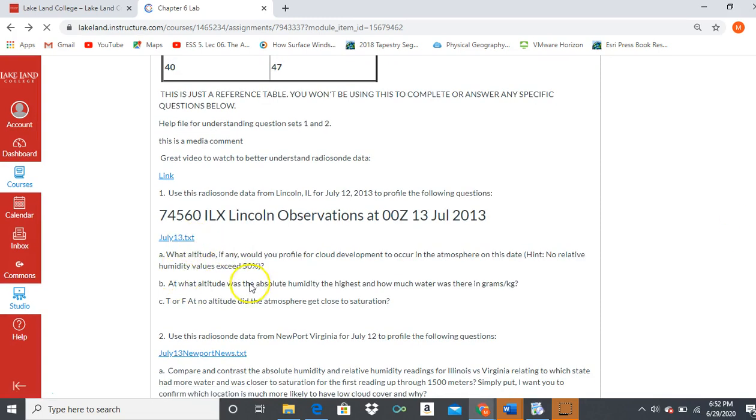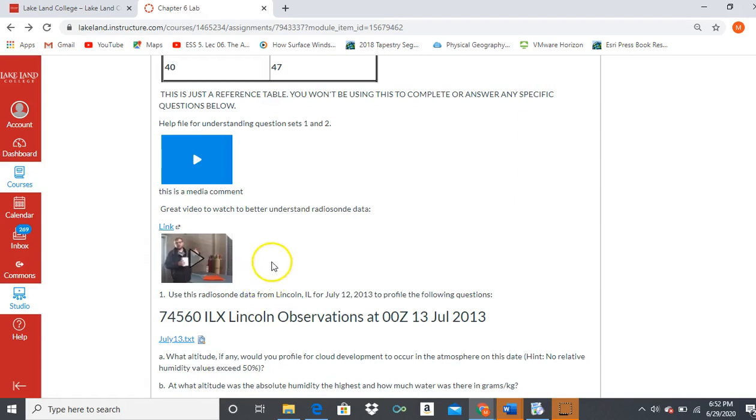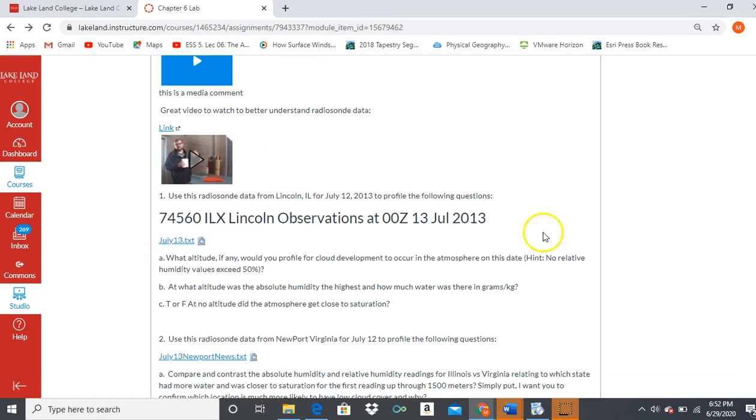Here's the data, and if you look at the very first set of questions for Newport News, the questions ask you, for example, what altitude would you profile for cloud development to occur in the atmosphere? And I even give you a hint: on this date, no values exceed 50%. So when you're answering the question, I'm almost answering it for you. On this date, basically the air at no altitude was even close to being saturated.